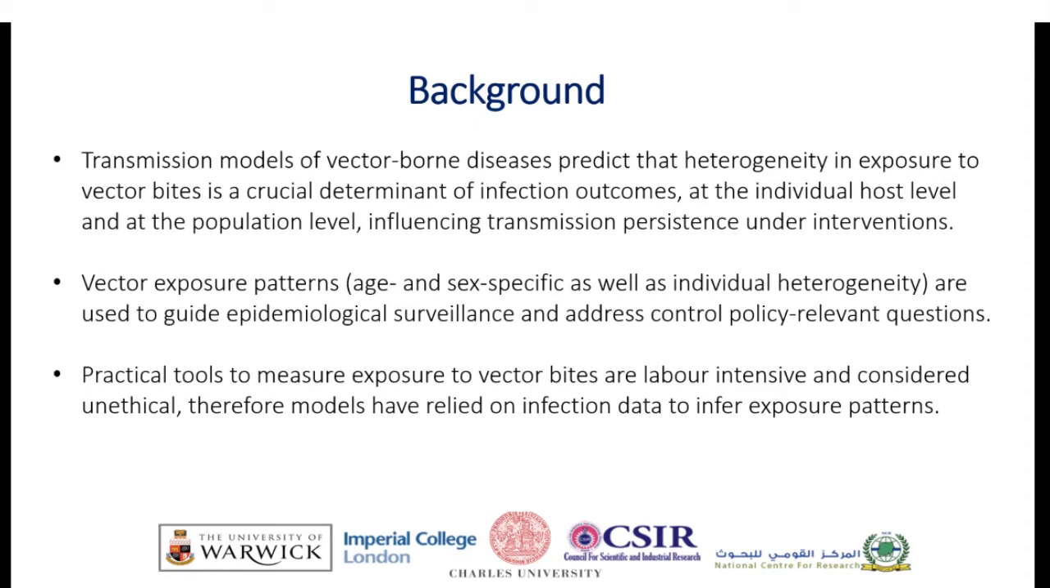Now, vector exposure patterns, both age and sex specific, and also the differences between individual biting rates, are used to guide epidemiological surveillance and to address control policy relevant questions. But the practical tools to measure exposure to vector bites, which usually rely on human landing catches, are both very labor intensive and considered unethical, particularly in high-risk groups that are often children. So therefore, the transmission models have relied until now mostly on infection data to infer the exposure patterns, but it's important to measure these things independently in terms of the outcome of the models.